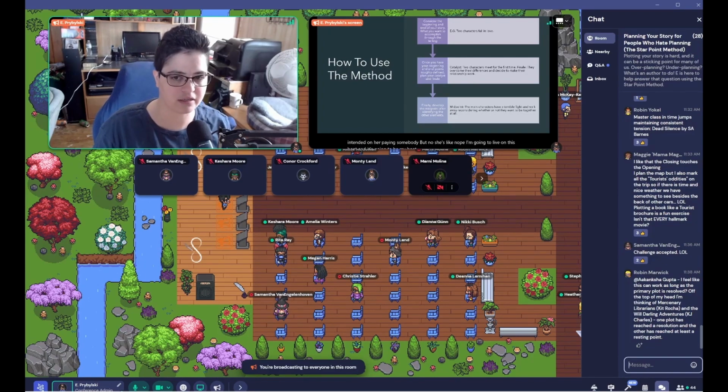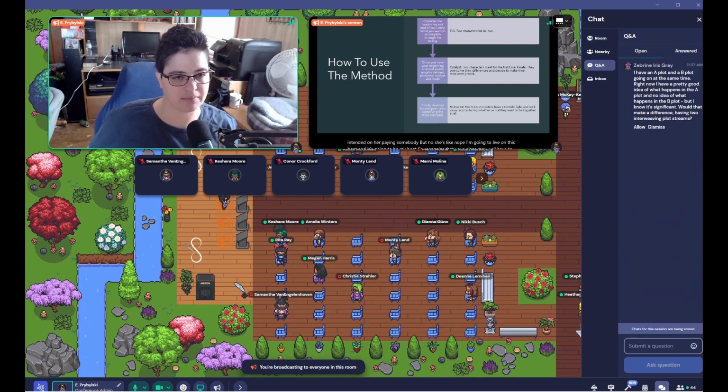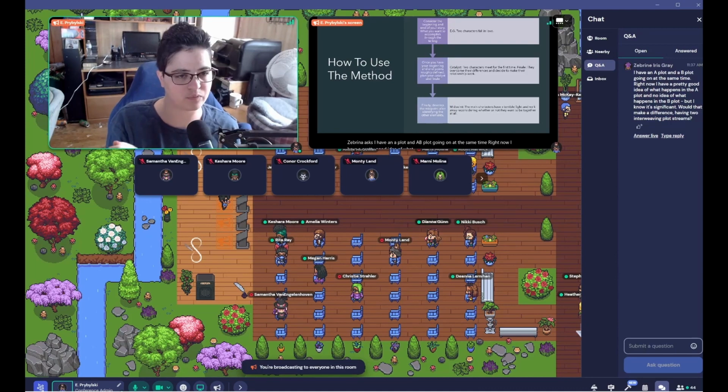So recognize that your plans may well have to change because your characters come up with ideas. Zabrine asks, I have an A plot and a B plot going on at the same time. Right now I have a pretty good idea of what happens in the A plot, but no ideas for what happens in B. I know it's significant. Does that make a difference, having to interweave the two plot streams?